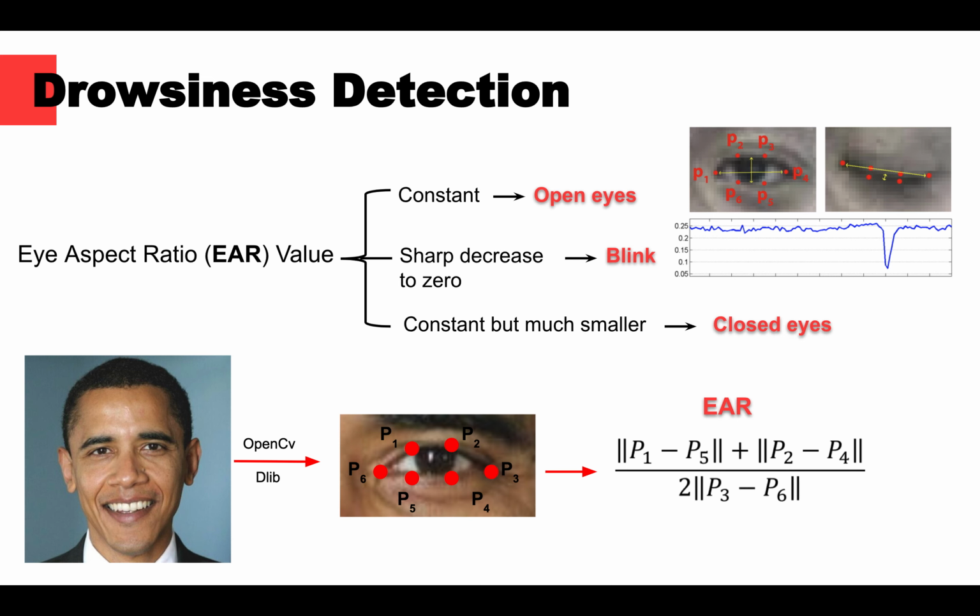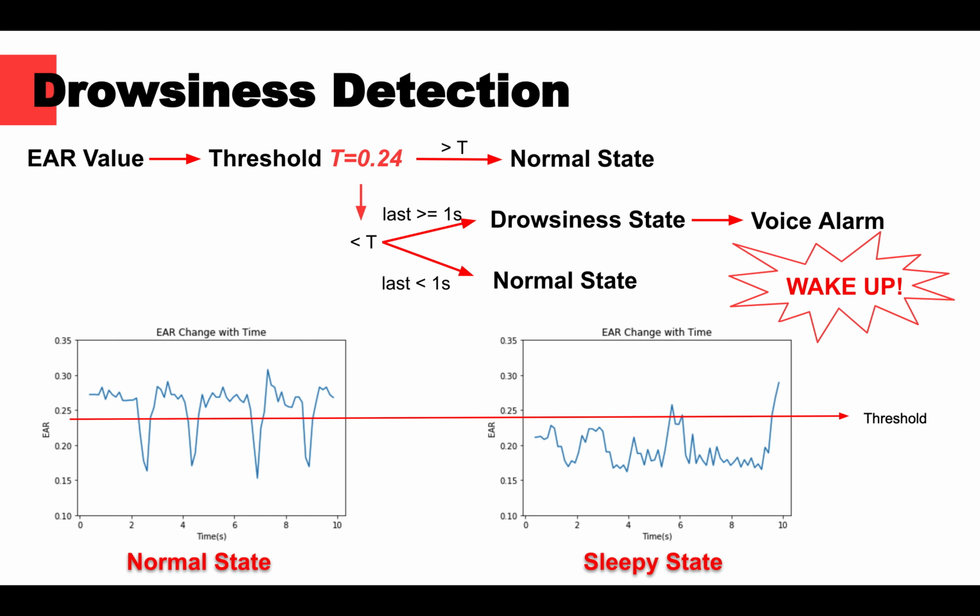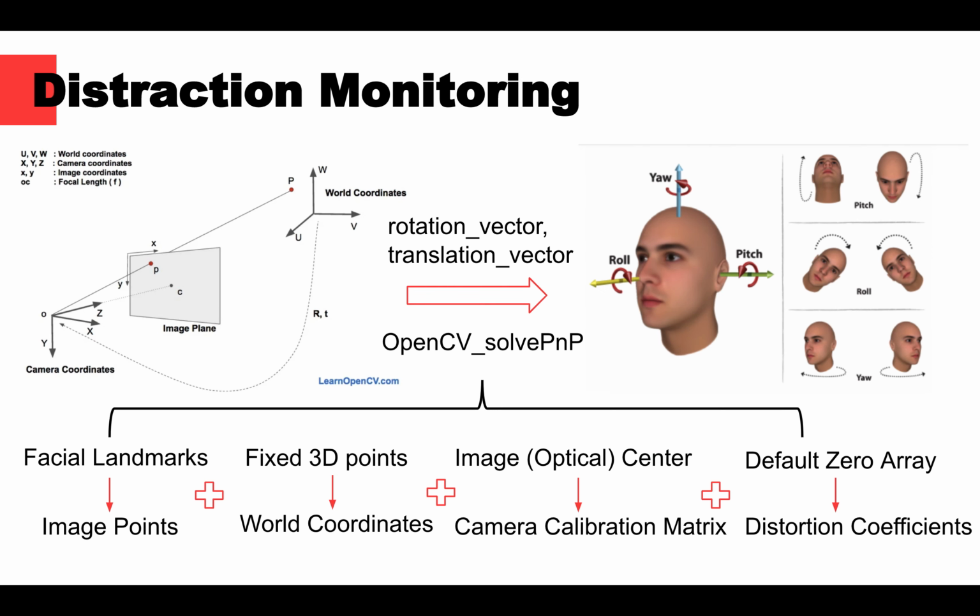The equations below are the EAR formula. We use OpenCV to extract facial landmarks and then calculate the EAR values. For the algorithm, we use a threshold equal to 0.24, and if the value is less than that and lasts for more than 1 second, the voice alarm will be triggered saying "Please wake up"; other situations mean normal states. The following charts are the results of normal states, which are regular and stable, and the sleepy states, of which the values are smaller but not stable.